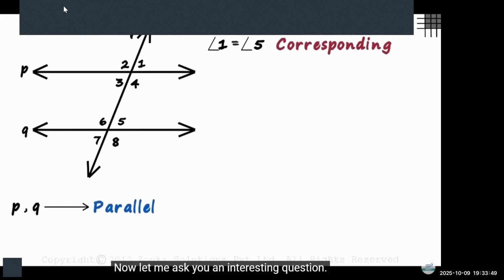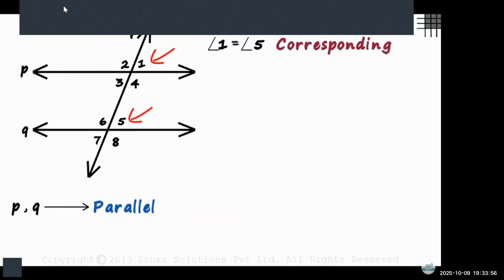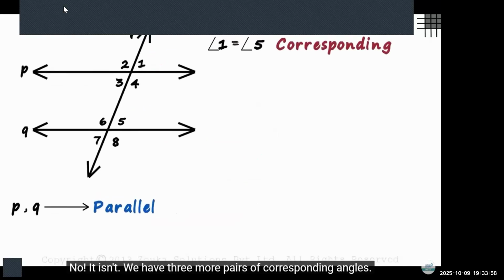Now let me ask you an interesting question. Look at the figure closely. Is this the only pair of corresponding angles? No, it isn't. We have three more pairs of corresponding angles. When a transversal intersects a pair of parallel lines, four pairs of corresponding angles are formed.